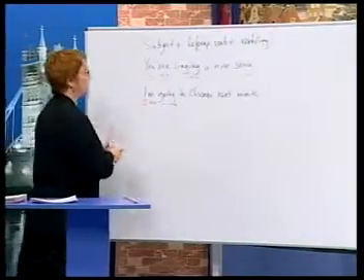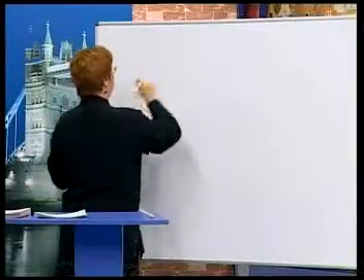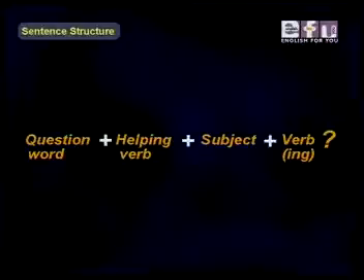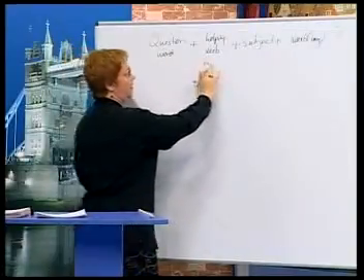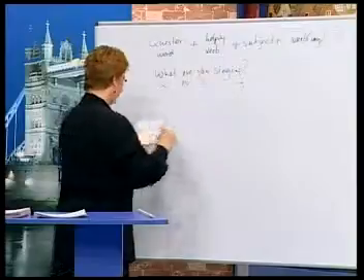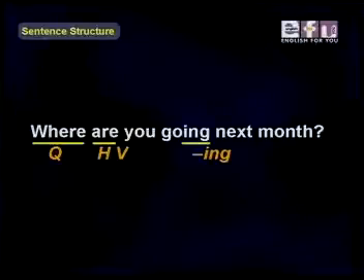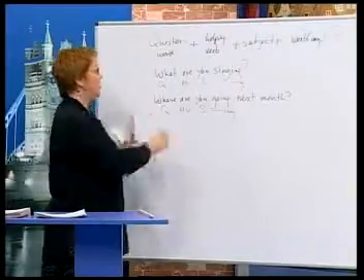Okay? Now, these are statements. Let's look at questions. This changes a little bit. Okay, let's take these away. With the continuous, we have the question word plus the helping verb plus the subject plus the ing verb. So the question verb, the helping verb, the subject, and the ing verb. So here we go. What are you singing? We've got the question word, the helping verb, and the ing verb. Okay? Here's another one. Where are you going next month? Question word, helping verb, and the ing verb.